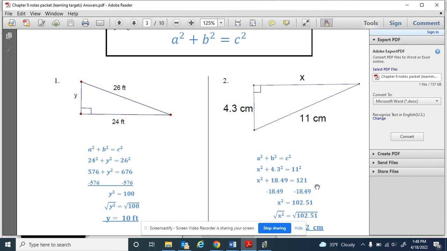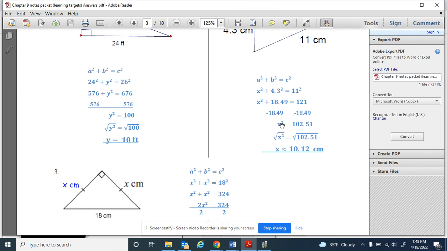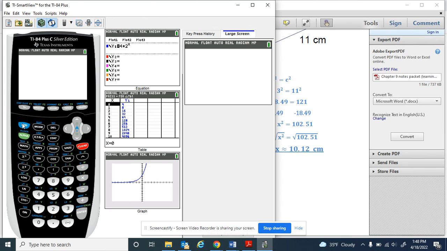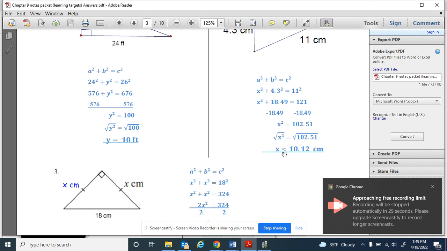And we're going to go ahead and solve this just like our last one. We're going to subtract that 18.49, and then we get x squared equals 102.51. And then we take the square root. So I'll show once again how to do the square root. We had second x squared, and it was what, 102.51 if I remember that correctly. We get 10.12. And there we go. And we use this, it's not an equal sign, but it's going to be the approximation sign.